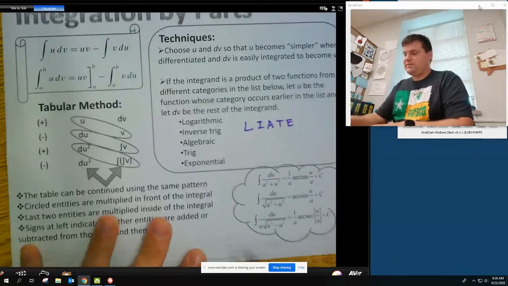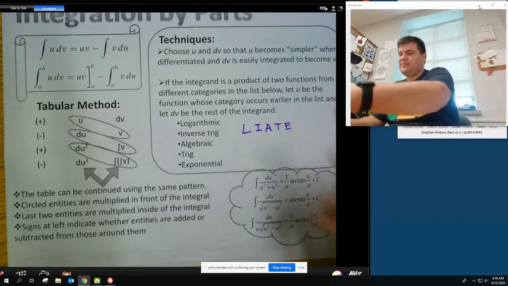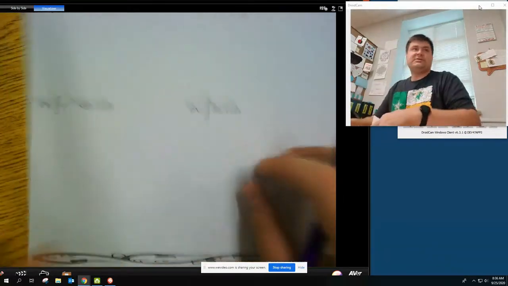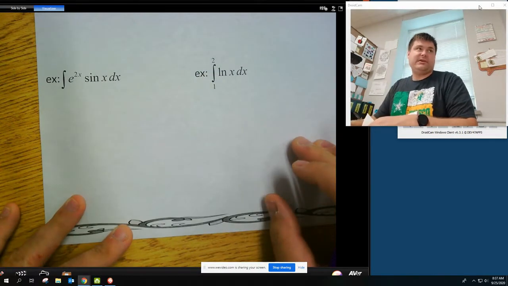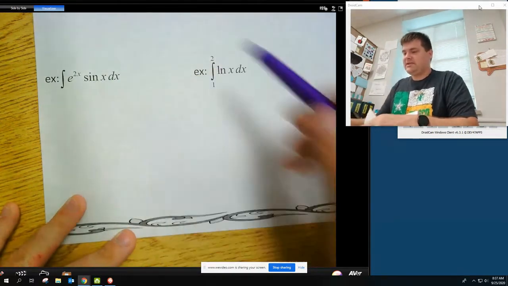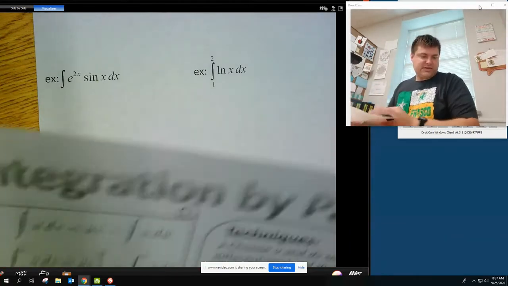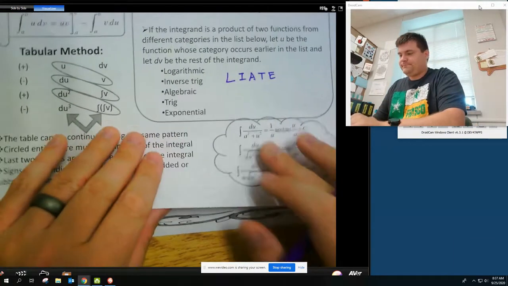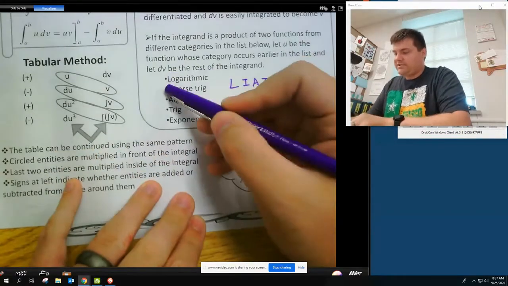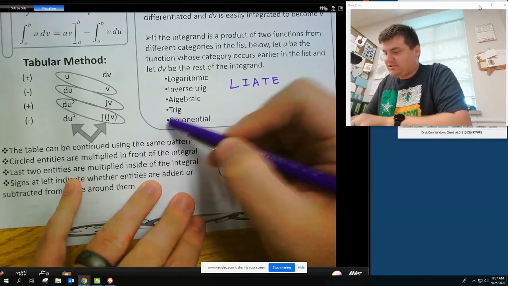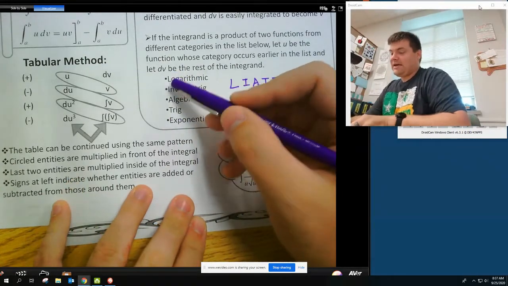So it kind of goes through this list right here, because a lot of times we get these problems, and I'll just show you real quick, where you're just like, oh my gosh, which one do I pick? Do I pick e to the 2x, or do I pick sine of x dx? And all you would do is look at this right here, the LIATE: log, inverse, algebraic, trig, exponential. See how it spells out L-I-A-T-E.